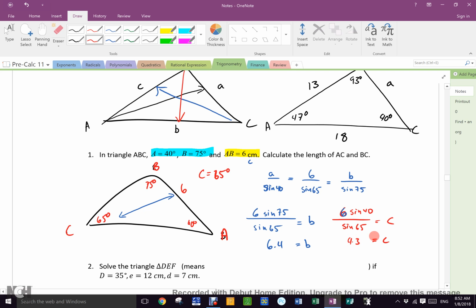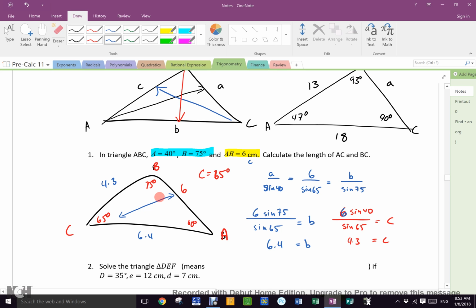4.3. Now let's go over to our triangle and check. 6.4, 4.3. Now, is the biggest side across from the biggest angle? Yes or no? Is the littlest side across from the littlest angle? Yes. Is the middle side across from the middle angle? So are we right? Yes. We are 100% correct. Is everybody cool with this? And this will work on every triangle, including 90-degree triangles.